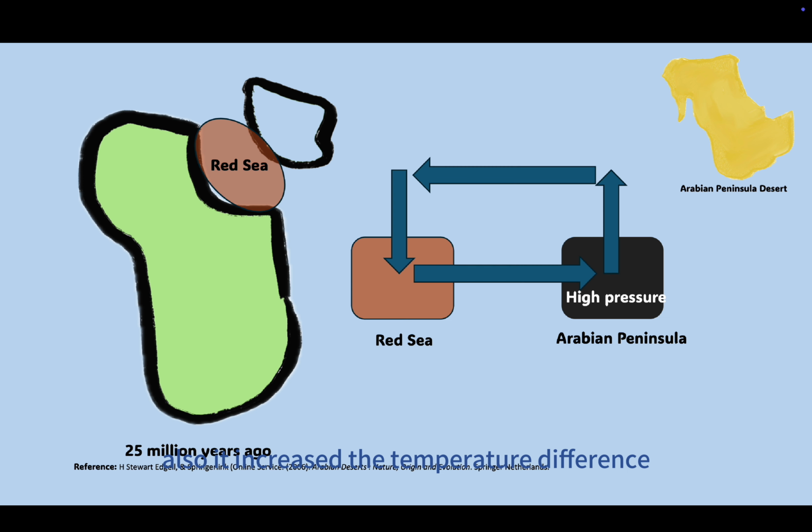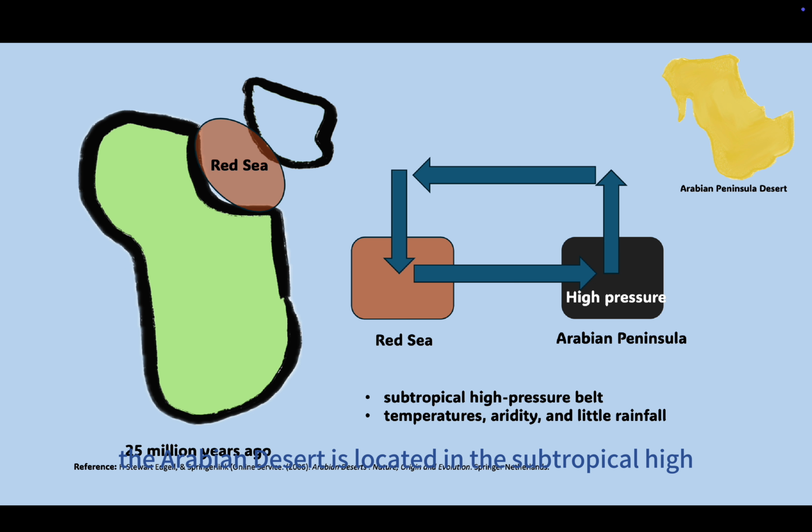The rifting of the Red Sea intensified the aridification. It weakened the land connection between the Arabian Peninsula and the African continent. Also, it increased the temperature difference between the ocean and the land, caused greater evaporation, and formed a high-pressure area above the land, which suppressed the precipitation. What's more, the Arabian Desert is located in the subtropical high-pressure belt, where the climate is characterized by high pressure, aridity, and little rainfall. That is one of the prerequisites of the formation of deserts.